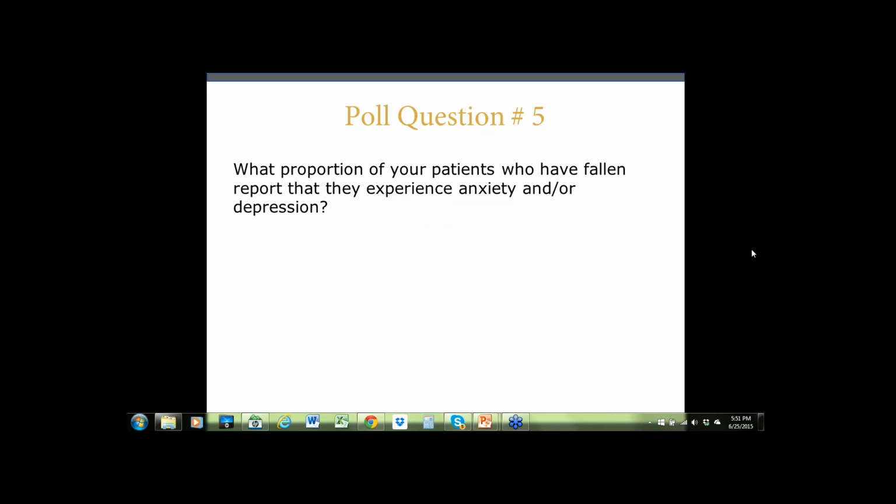It looks like we've got 19% said that less than 25% of their patients that have fallen experience anxiety and or depression. 23% said less than 50%, and 58% of you said that more than 50% of your patients who have fallen have experienced anxiety and or depression.